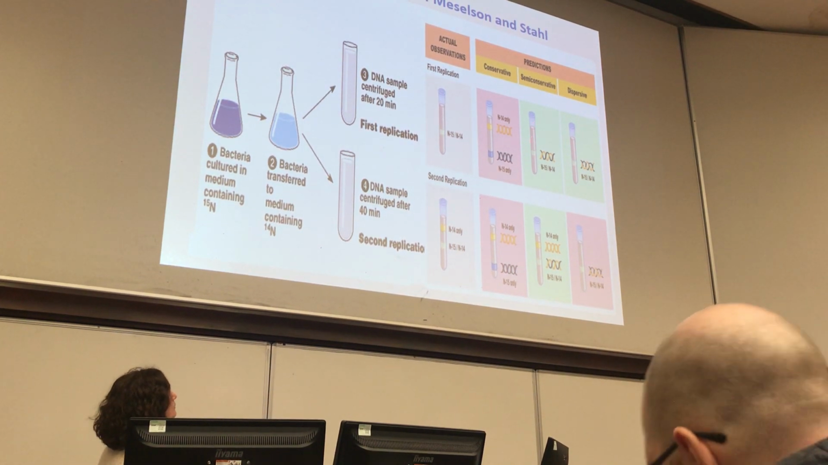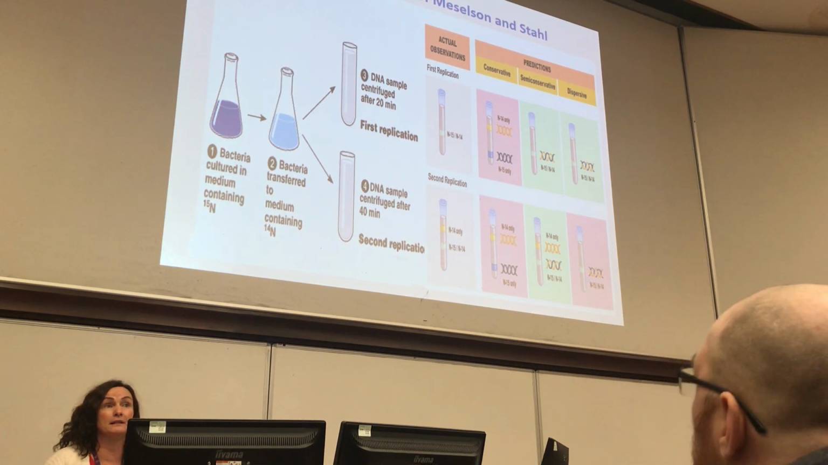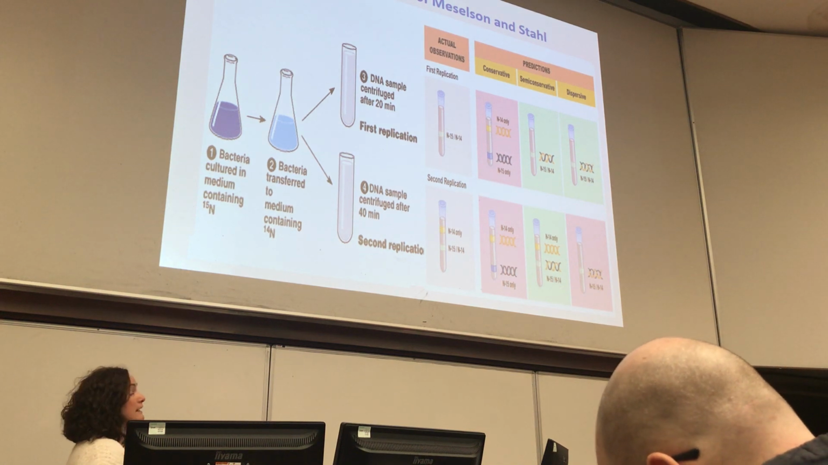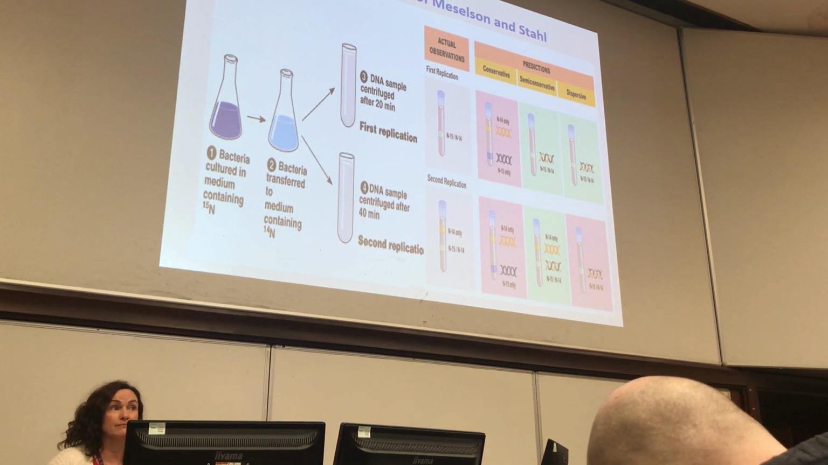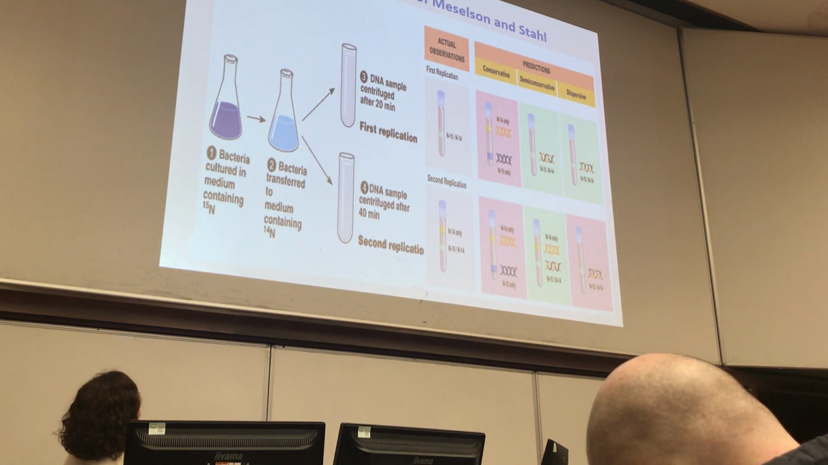The semi-conservative model and the dispersive model both lend themselves to being intermediate because they contain a mixture of both heavy and light nitrogen. Everybody okay with that? Yeah, I know it's late in the evening.